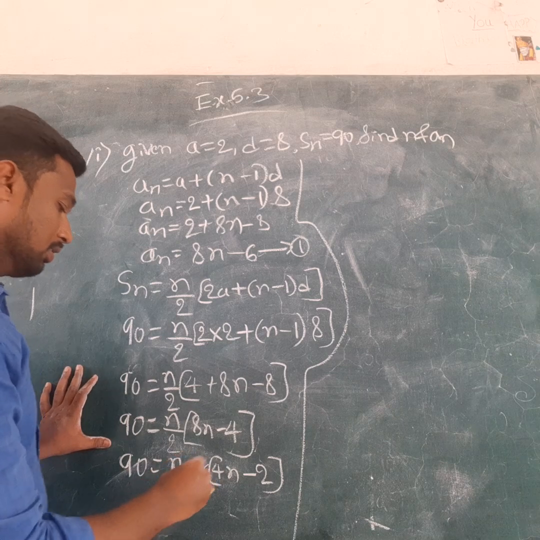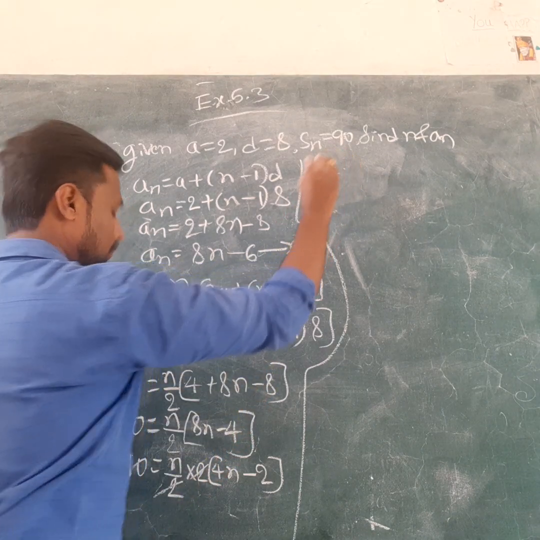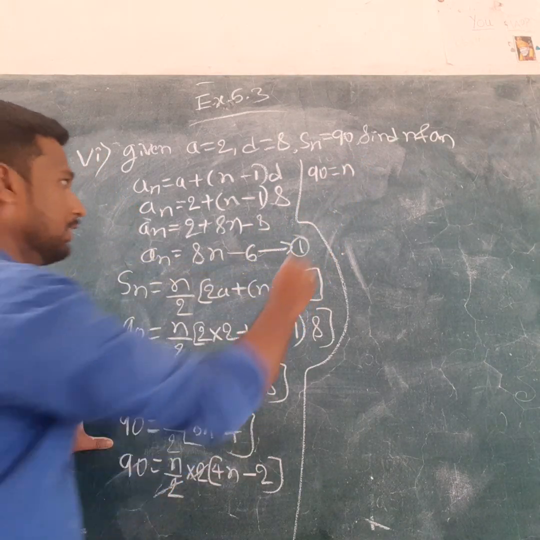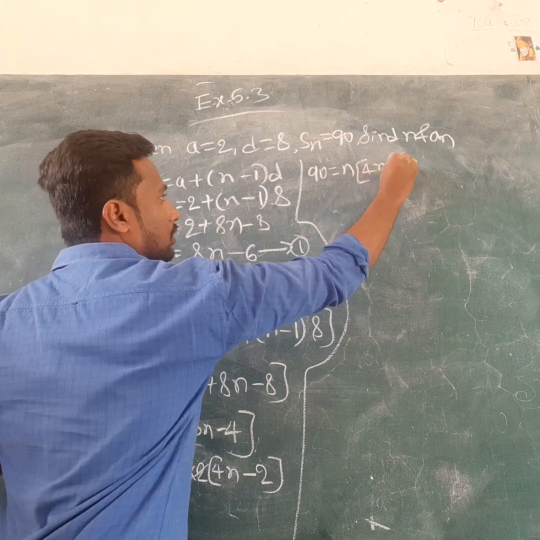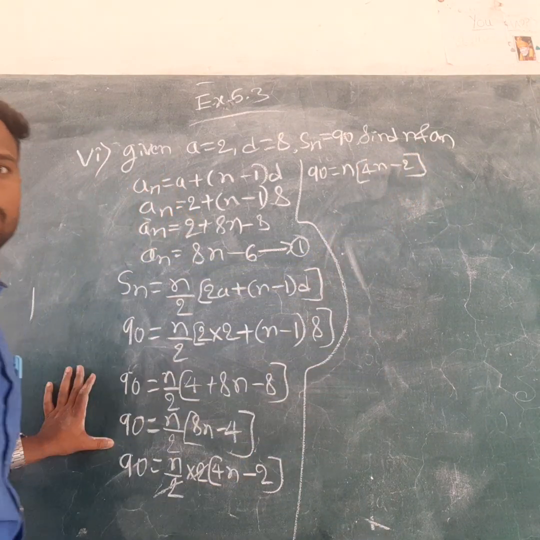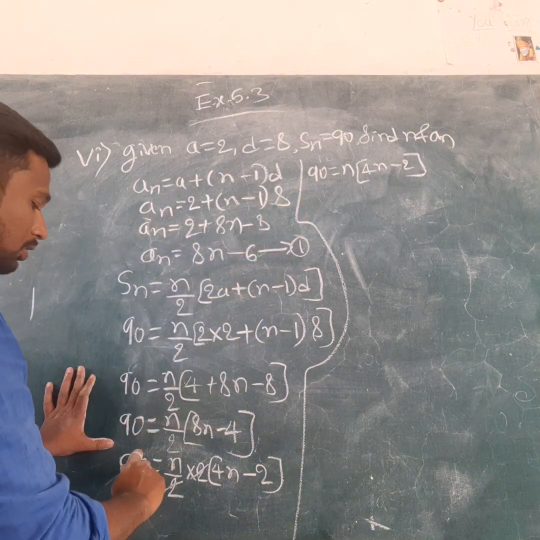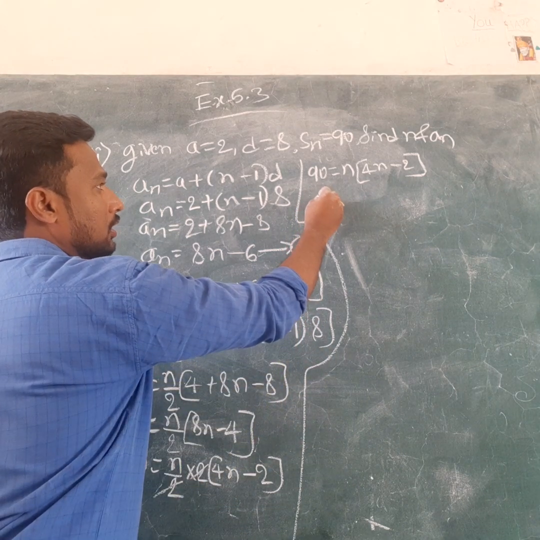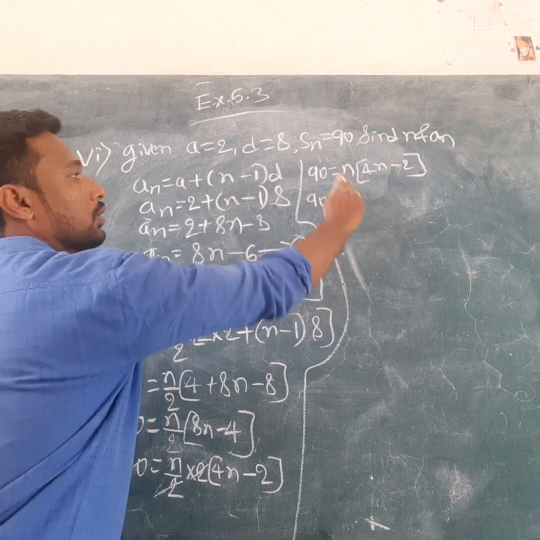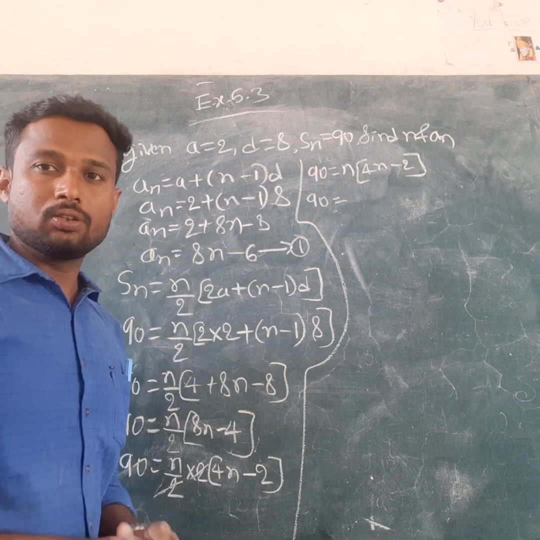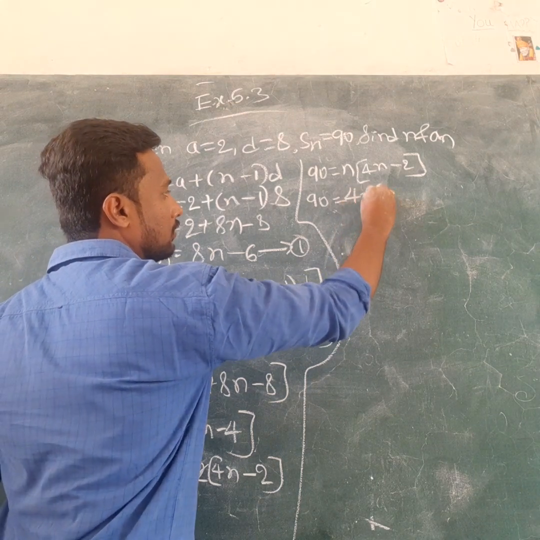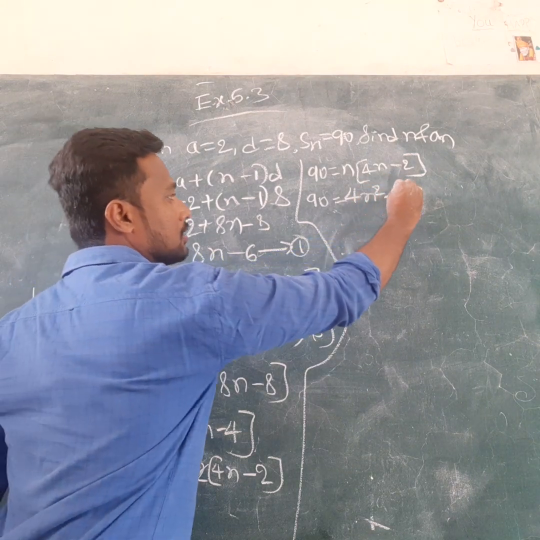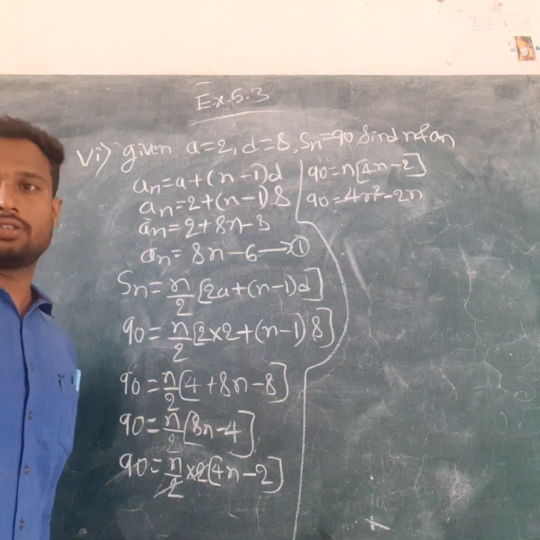So here what I got? 90 is equal to n into bracket 4n minus 2. So in the next step, 90 is equal to n into 4n, which means 4n square, minus n into minus 2. What is the answer? Minus 2n.